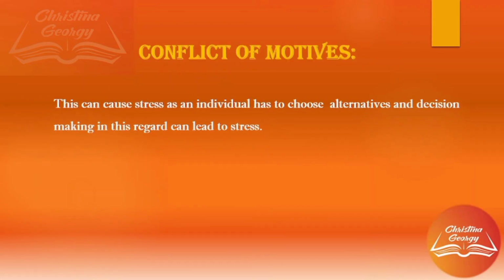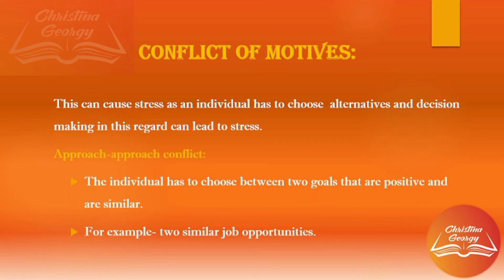Conflict of motives. What do you mean by conflict of motives? Dear learners, a conflict of motives refers to a clash between two or more motives competing with each other for satisfaction at the same time. This can cause stress as an individual has to choose alternatives, and decision making in this regard can lead to stress. Conflict of motives can be of four different types, namely approach conflict, avoidance conflict, approach-avoidance conflict, and double approach-avoidance conflict. Let's have a look at them one by one.